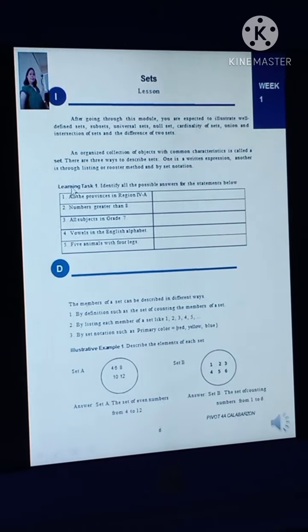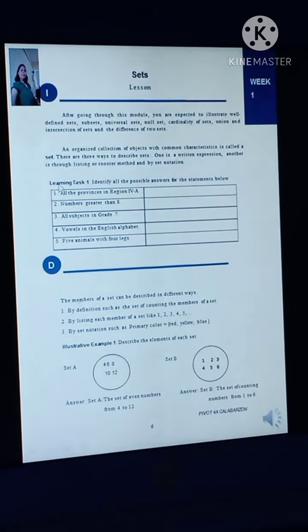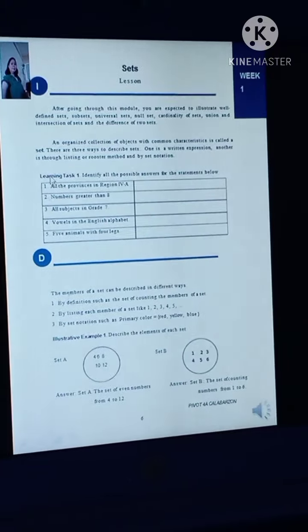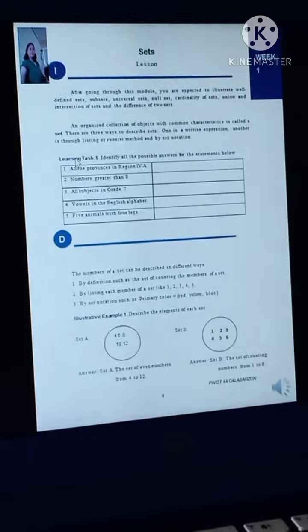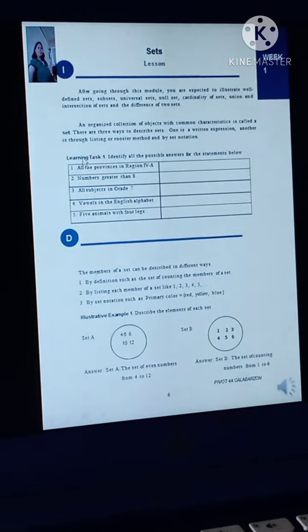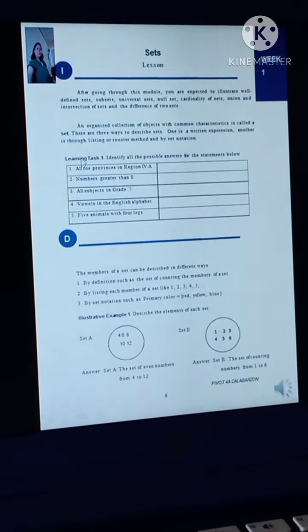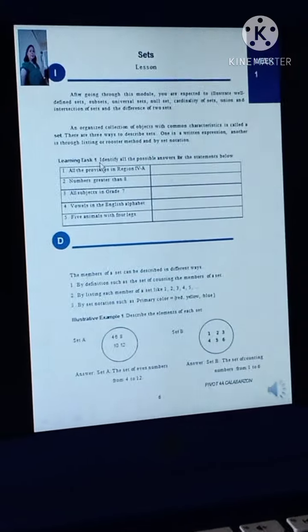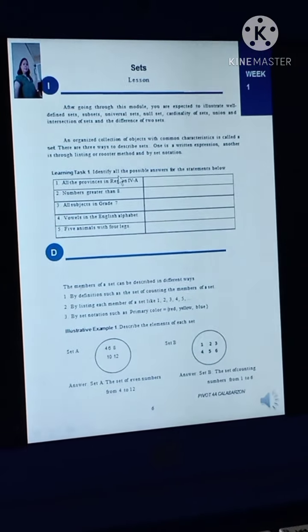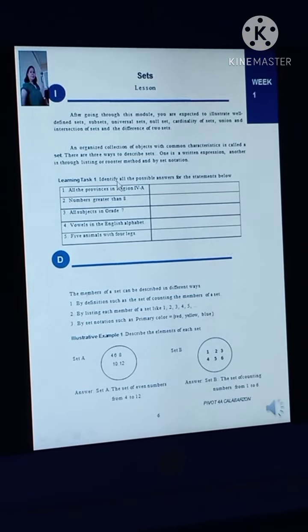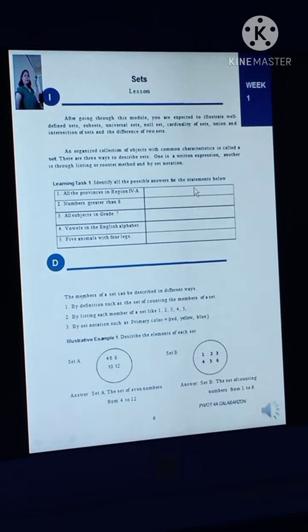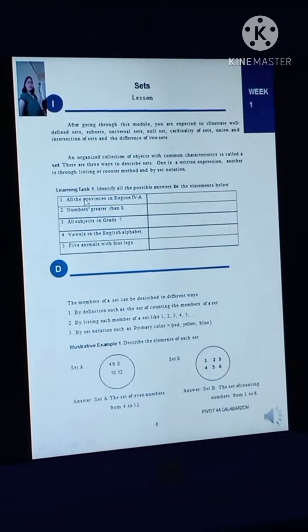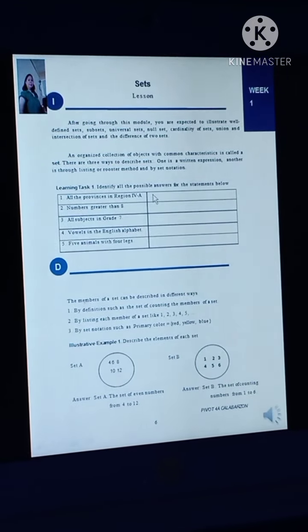It should be written on one whole sheet of pad paper or intermediate pad paper. Don't forget to write the subject, Math 7, complete name, year and section, and the parent's signature after your learning task. So, learning task 1: identify all the possible answers for these statements below. Number 1, all the provinces in Region 4A.